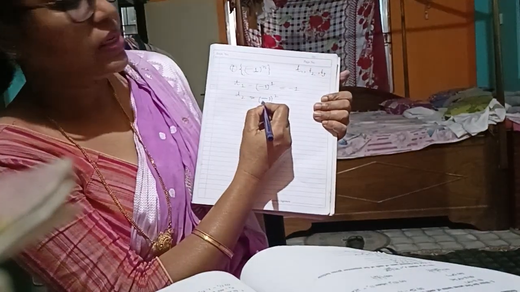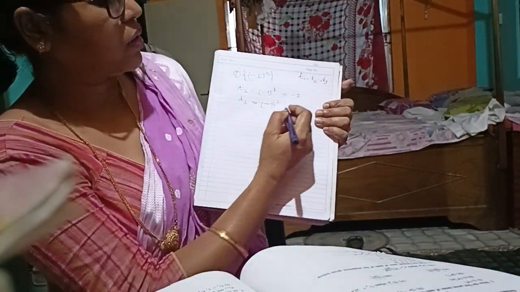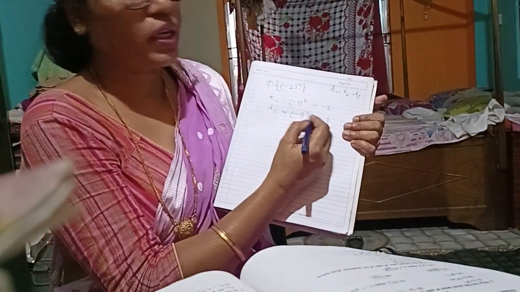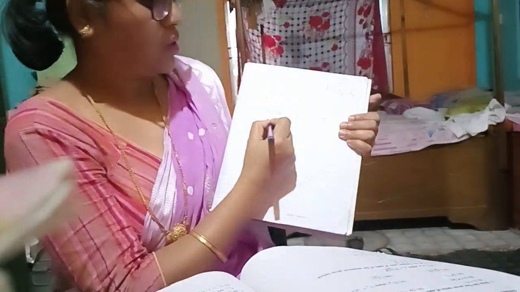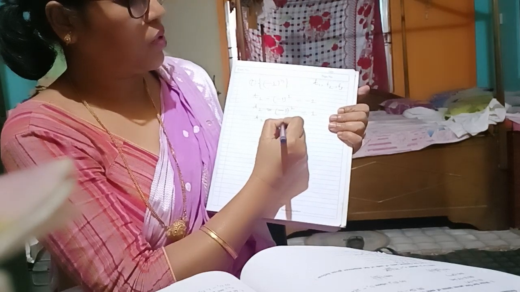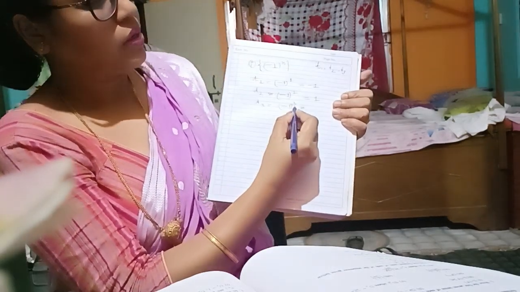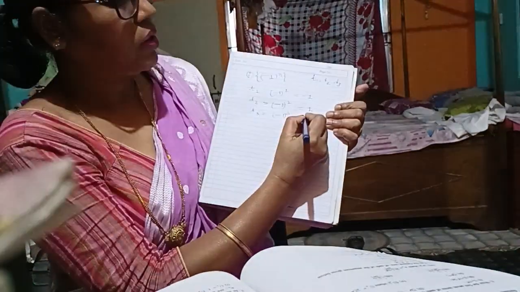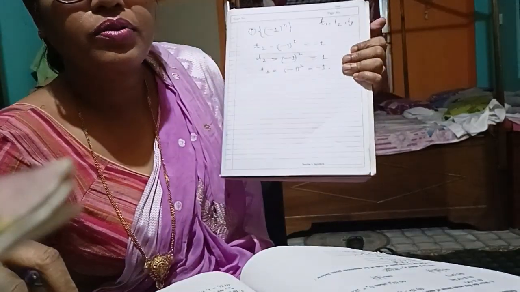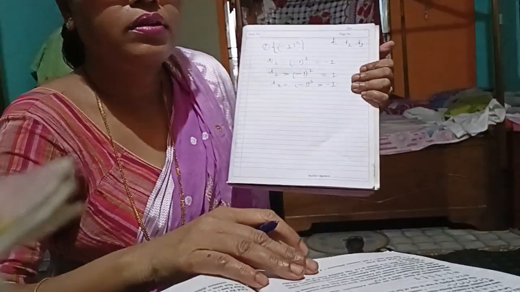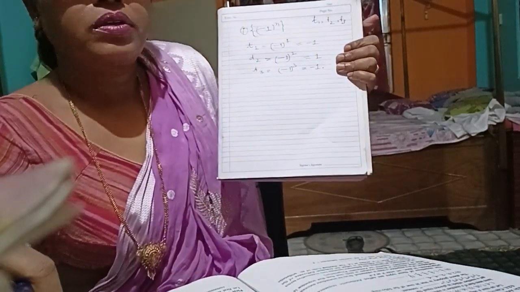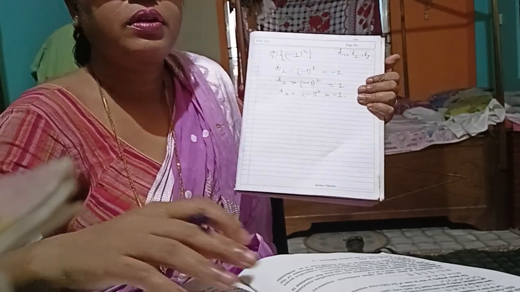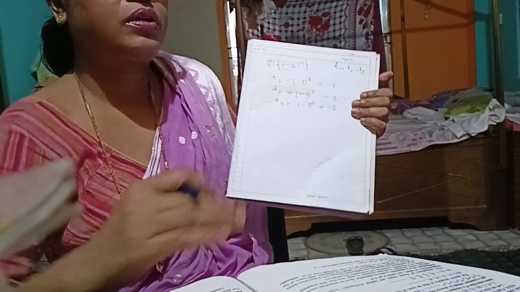And what is T2? T2 is (negative 1) whole square. What is the sign here? Negative. And the power is even. So this will be positive 1. Now T3 is equal to (negative 1) whole cube. Here the power is odd, so the sign must be negative, and 1 cube is equal to 1. Okay? Students, do you understand this clearly? If you don't understand, please ask me.